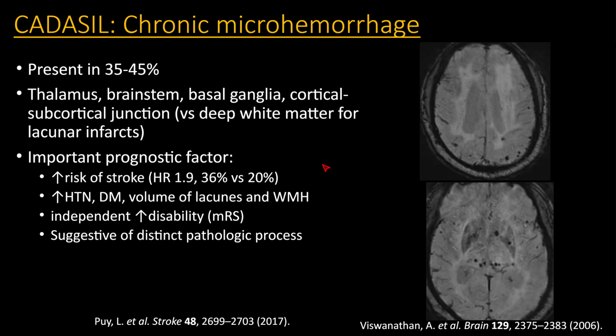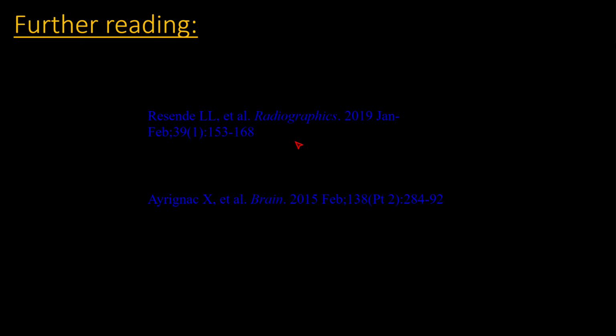Now, the presence of these microhemorrhages, if present, is an important prognostic factor, and they're associated with increased risk of stroke, increased risk of hypertension, volume of lacunar infarct, and are also independently associated with increased risk of disability. So this was just a brief overview of CADASIL as the most common of the genetic white matter disorders.